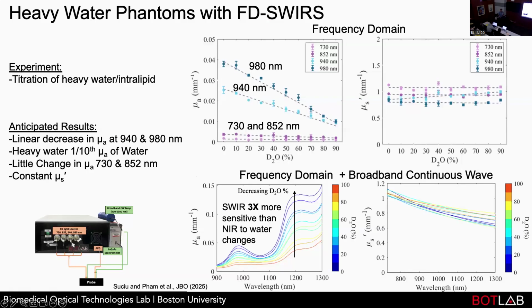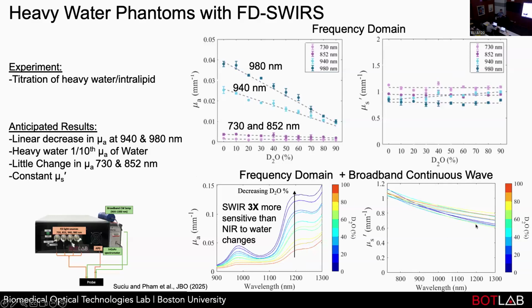Let me just say one more word about the D2O phantoms. This is just a slide related to that. We made these D2O phantoms where we're changing heavy water and regular water, and we have a frequency domain system that can measure into the shortwave infrared. Just look at this plot. This is mu A versus wavelength. As we change the ratio of D2O to H2O, you can see we can really change the absorption, and the absorption peak at 980 and then here at 1200, which is due to water, changes dramatically, but the scattering in these phantoms stays pretty constant.